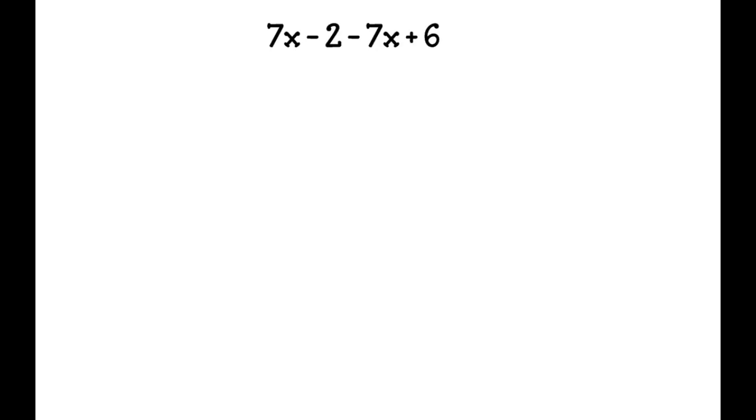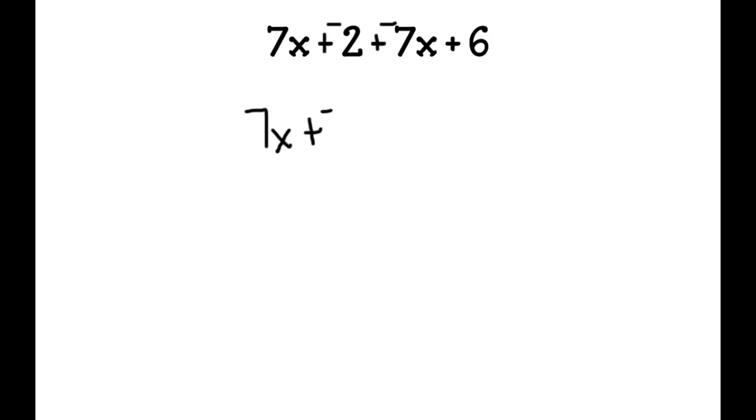7x minus 2 minus 7x plus 6. Again, I'm going to add the opposite, and then I'm going to make the ones that are alike stand by each other to make it easier to see. So I have 7x plus negative 7x plus negative 2 plus 6. So I'm going to add my like terms.